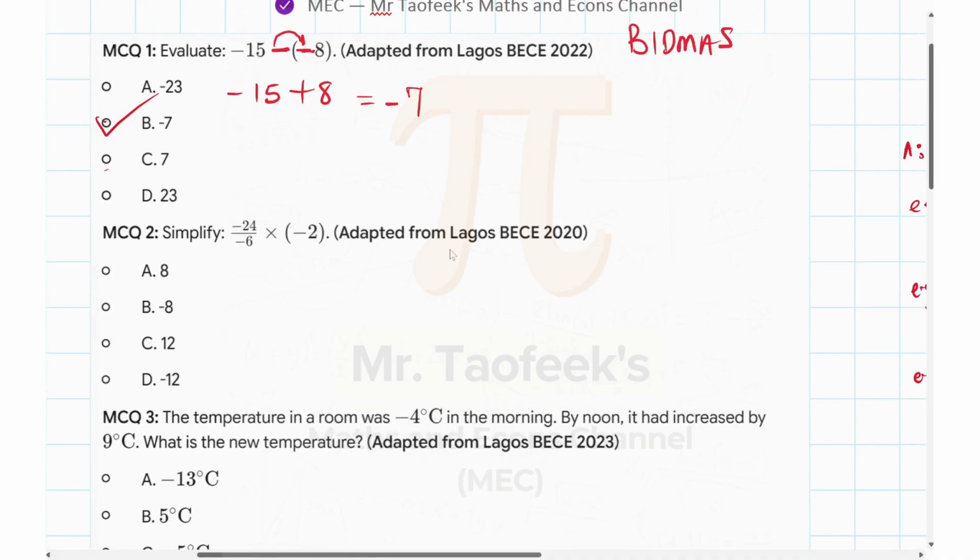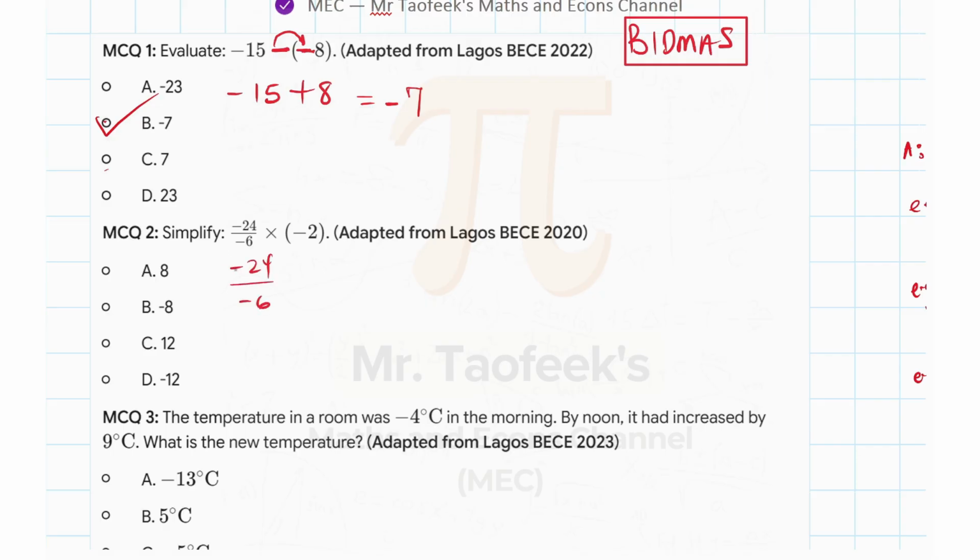The next one, simplify this. So like I said, we're going to apply BECE Maths, brackets, indices, that's division, multiplication, addition, and subtraction. So we're going to deal with the division first. I'm dividing minus 24 and minus 6. The signs are the same. Whenever the signs are the same, I'm dividing or multiplying, the result is always positive. So 24 divided by 6, that is just 4. So now this has been simplified to positive 4. So I have positive 4 times negative 2.